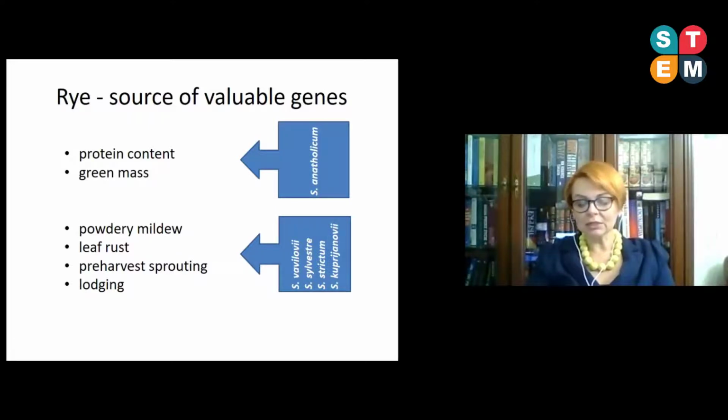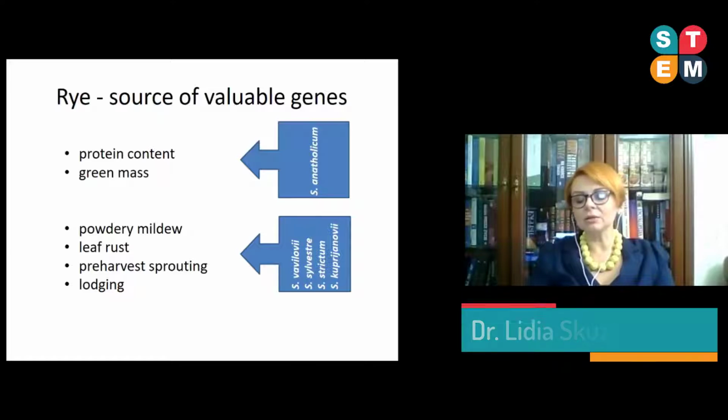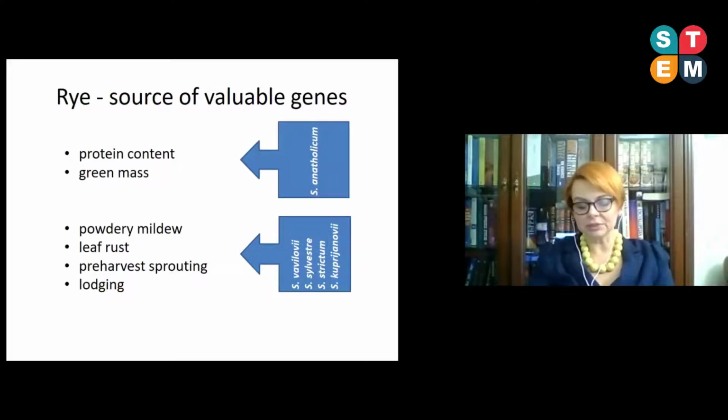For breeding cultivars with increased grain protein content and a variety of assigned green mass, Secale anatolicum is used. Wild species of rye are also a source of male sterility. Despite the economic importance of rye and a large number of existing studies, the taxonomy of genus Secale has long been a subject of many discussions and debates.